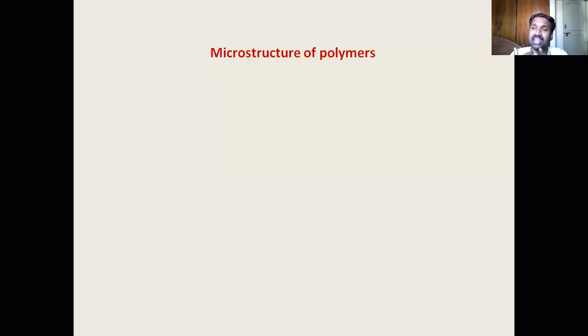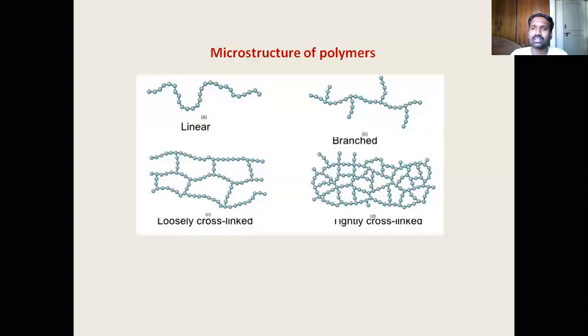The arrangement of a bundle of chains basically. So that is what microstructure is. Under microstructure, we can recognize a lot of chain types and patterns. The simplest one being the linear one, and also a branched chain, as well as a cross-linked one, and severely, hugely, highly cross-linked ones.